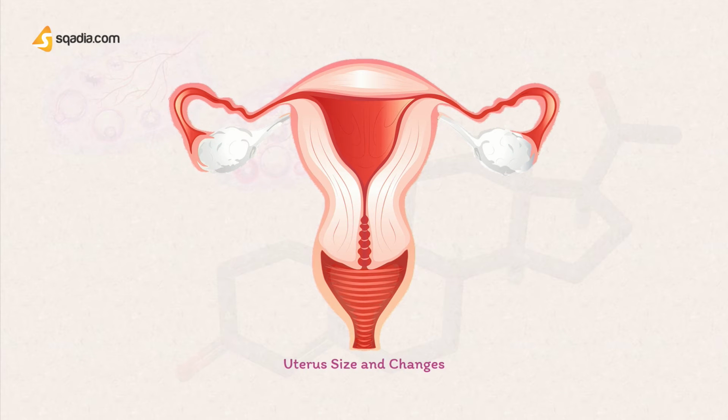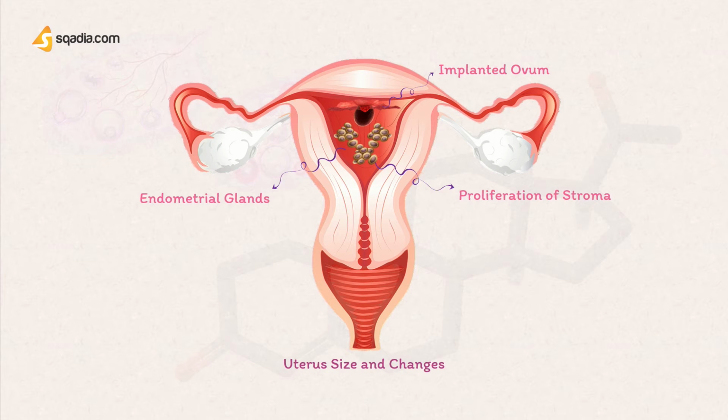the most important function at this point performed by estrogen is the deposition of endometrial tissue, or proliferation of the stroma of the endometrium. And the second most important function is the proliferation or the growth of endometrial glands. Both of these then lead to and provide the nutrition to the implanted ovum.